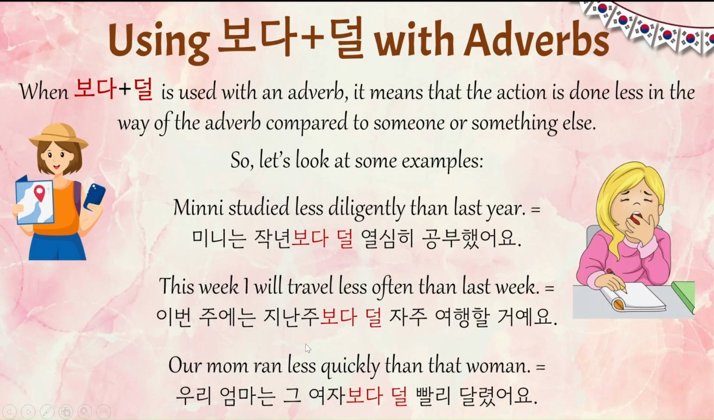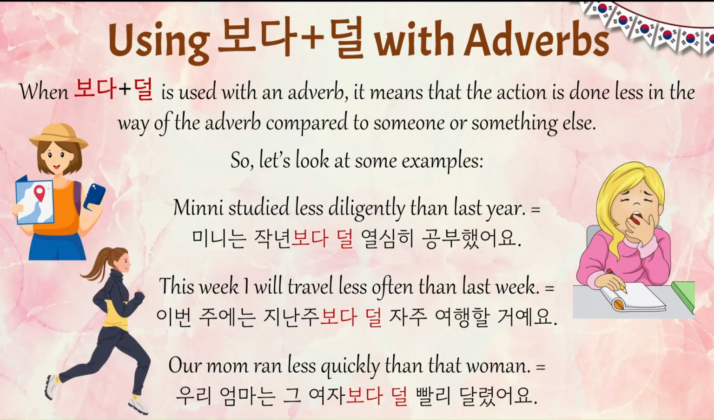이번 주에는 지난주보다 덜 자주 여행 갈 거예요. This week, 이번 주. Last week, 지난주. To travel, 여행 가다. Future tense, 여행 갈 거예요. To travel less often. 덜 자주 여행 갈 거예요. Travel less often than last week. 지난주보다 덜 자주 여행 갈 거예요. Okay? So this is how we use 보다 덜 with adverbs.